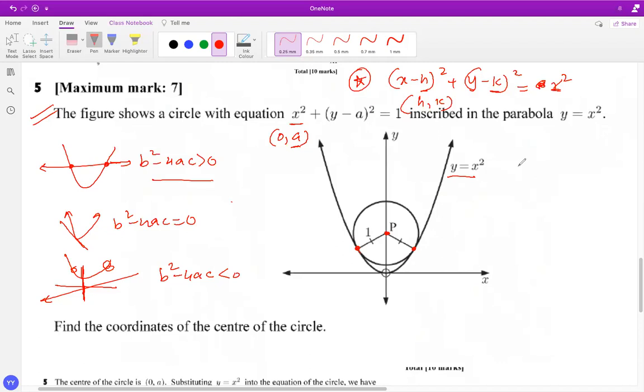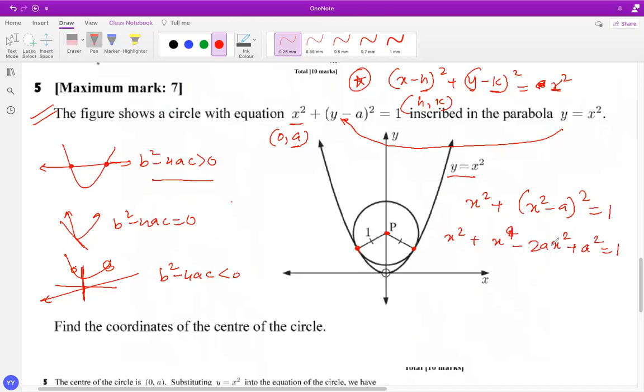Getting started, first we're going to solve for the intersection. You replace this y out here. So we get x squared plus x squared minus a the whole square equals 1. You open up the brackets, you get x squared plus x to the power 4 minus 2ax squared plus a squared equals 1, using the a minus b the whole square formula. Now bring everything to one side.